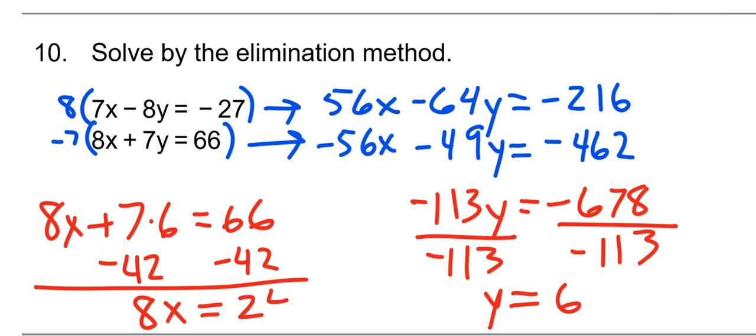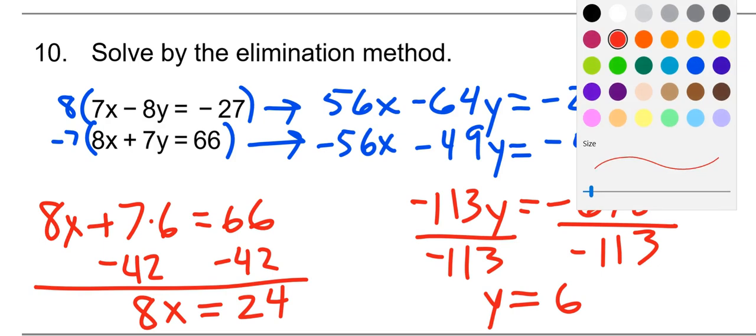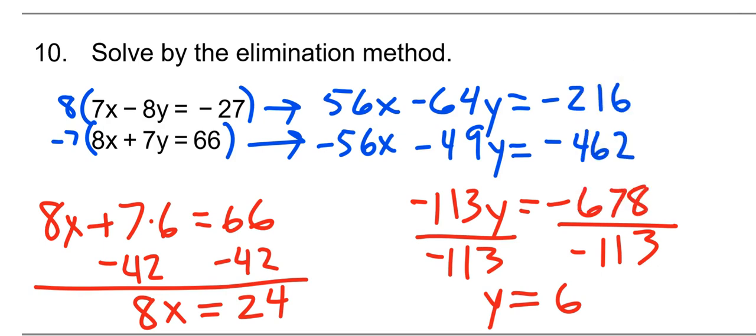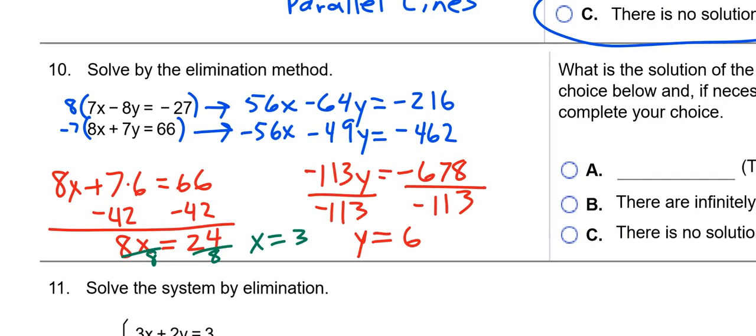24. Okay. And then, of course, what would you do to get x by itself? Divide by 8. Okay, so x is 3. So what's the answer to my question? 3, 6. Thank you very much. 3, 6.